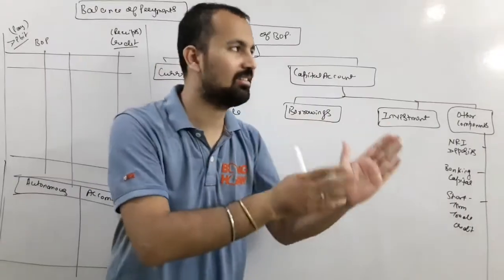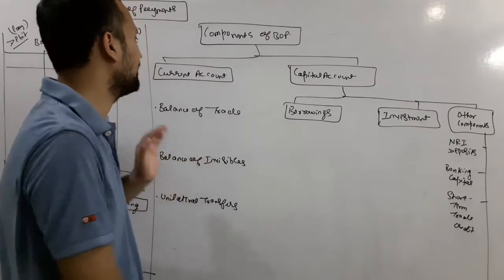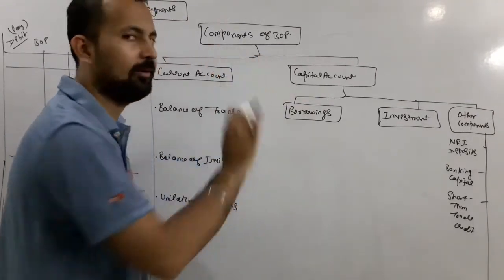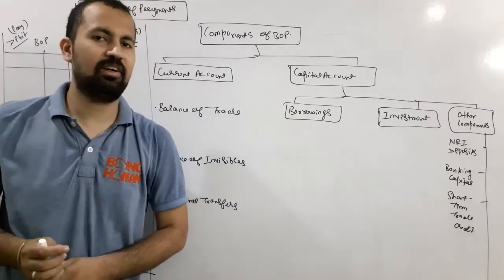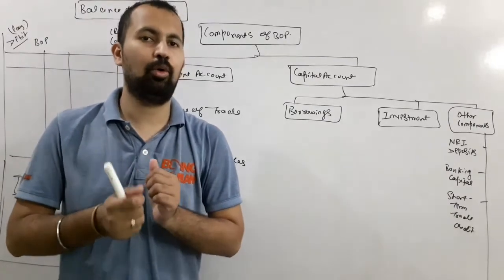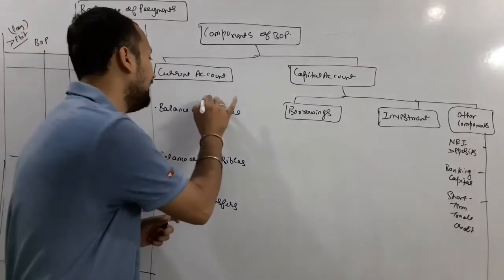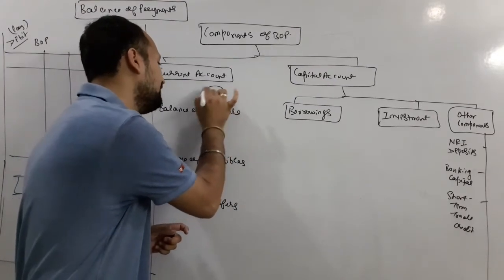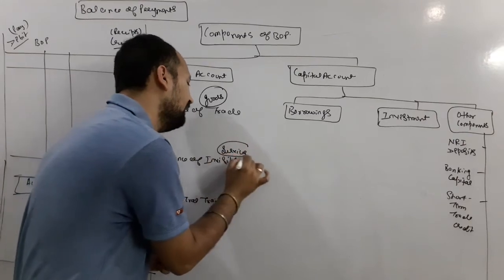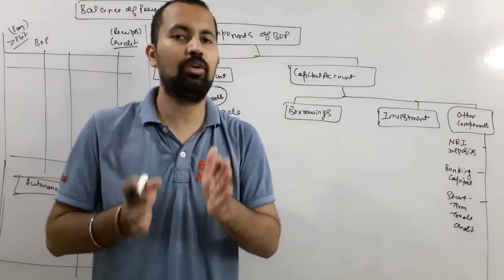So we are starting with the next heading, that is components of BOP. BOP means balance of payments. It can further be classified into two parts: one is current account, one is capital account. So first of all, what does current account mean? Current account means the account that shows flow of goods and services across the border. It is an account that shows economic transactions of the country related to goods and services.